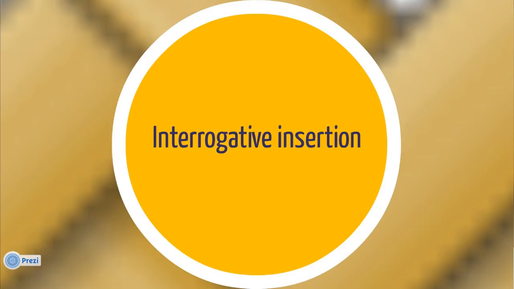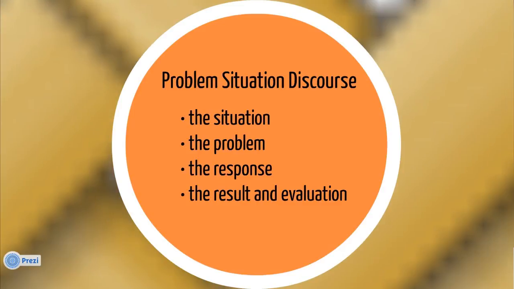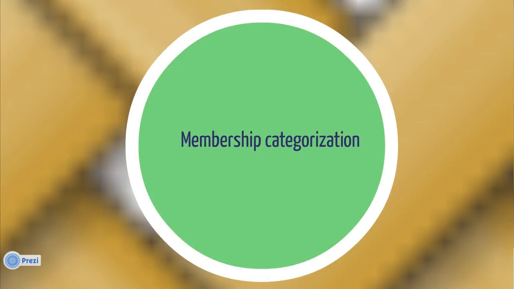First, we have interrogative insertion. You question the data, you revise it. Questioning the data improves the research because it corrects the wrong information presented. Second, is the problem-solution discourse. Problem-solution discourse develops interrogative insertion by investigating more closely the implications of statements, the situation, the problem, the response, the result, and evaluation. Third, we have membership categorization.